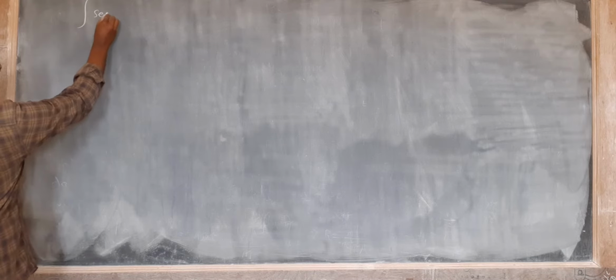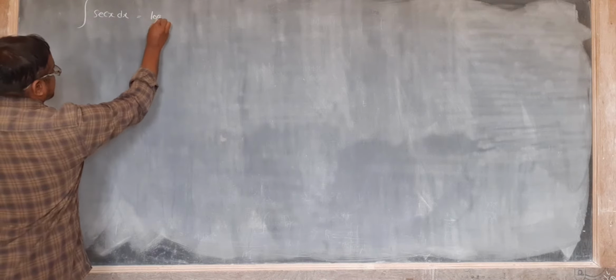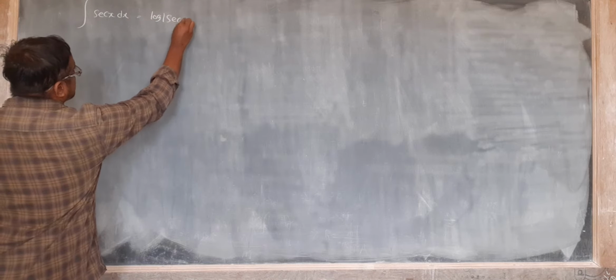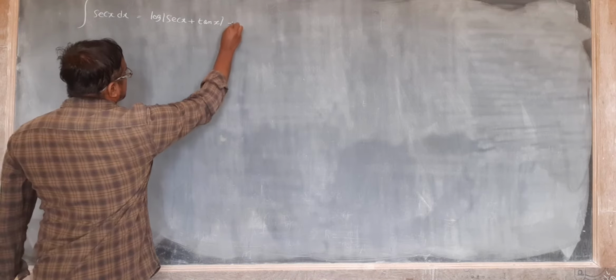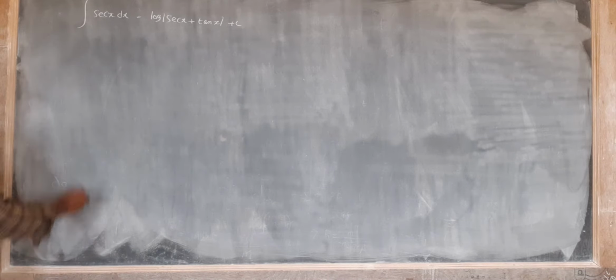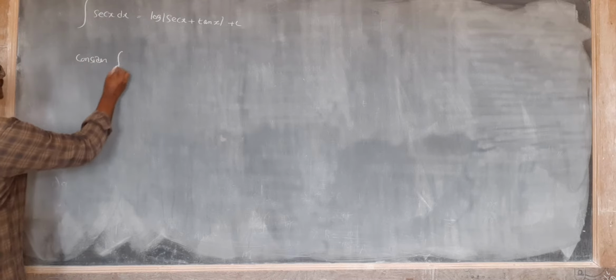Integral secant x dx. Integral secant x dx is log mod secant x plus tan x plus c. Now let us consider the given problem. Integral secant x dx.